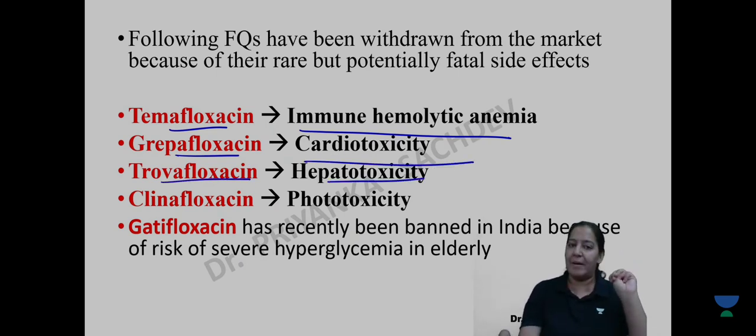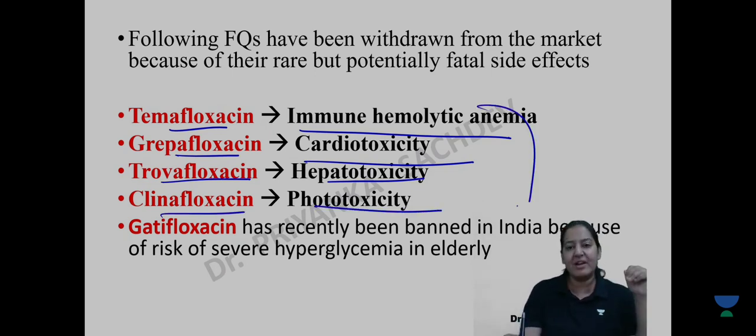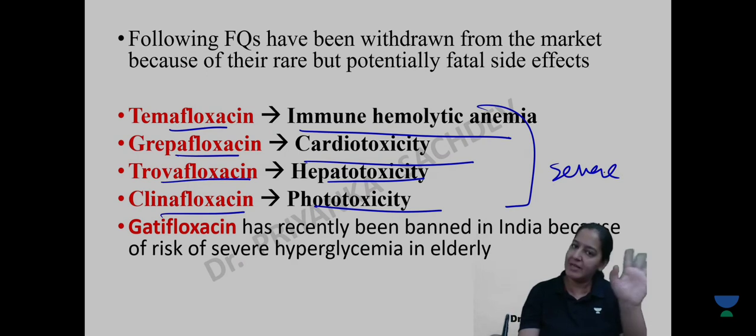Trovaflox is banned because it causes hepatotoxicity. Clinafloxacin is banned because it causes photo, severe photo. These all cause severe effects, so severe that it is intolerable. That's why they are banned.